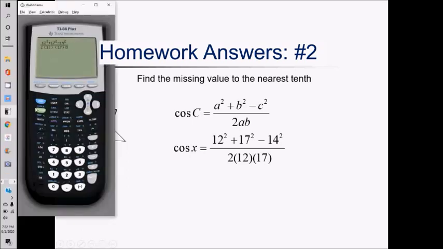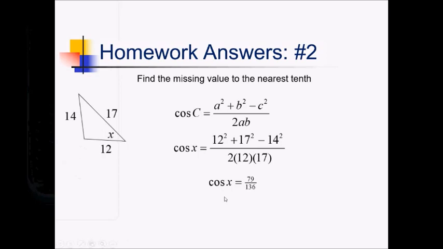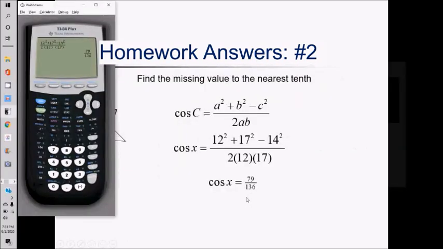So using alpha y equals to get fancy fraction for all of this and pressing enter, we end up with 79 over 136. So that's what cosine of x is equivalent to. To get x itself, I have to inverse cosine that value. So let me go back to the calculator for that.